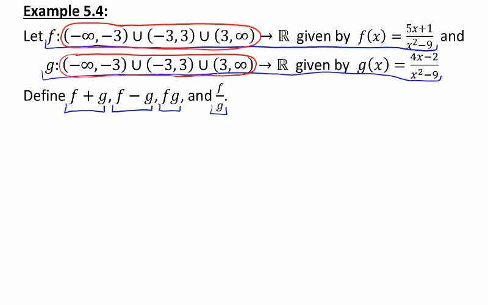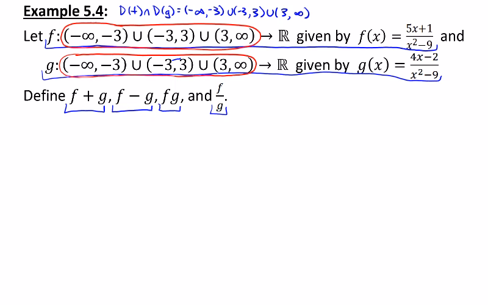So the domain conversation is actually kind of short. There's not a whole lot of calculating that really needs to go on if you think about the fact that these two domains are identical already. So the domain of f intersected with the domain of g is just going to be negative infinity to negative 3 union negative 3 to 3 union 3 to infinity. So with the exception of the quotient, we have the domain for f plus g, f minus g, and f times g already done. So let's work on the equations.